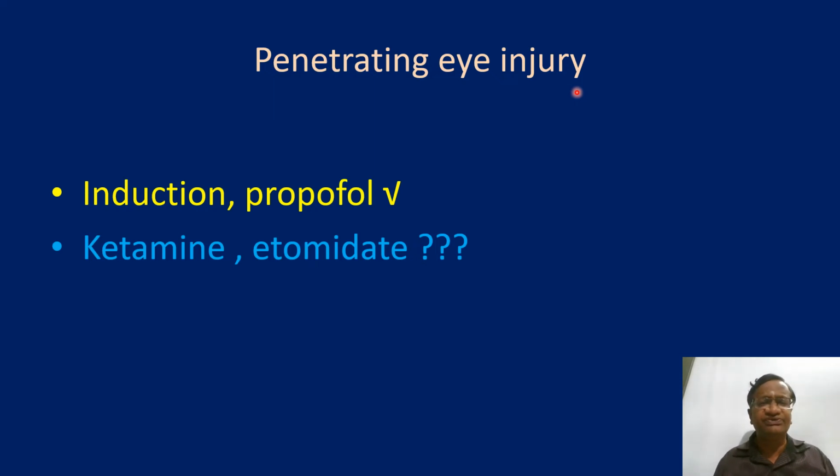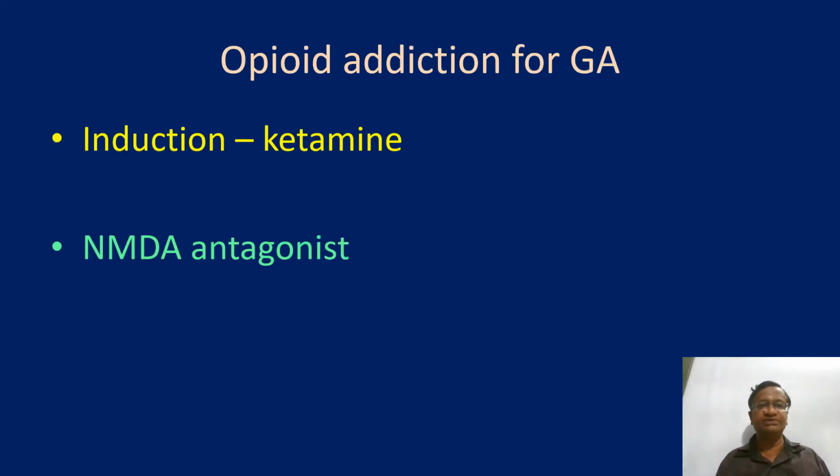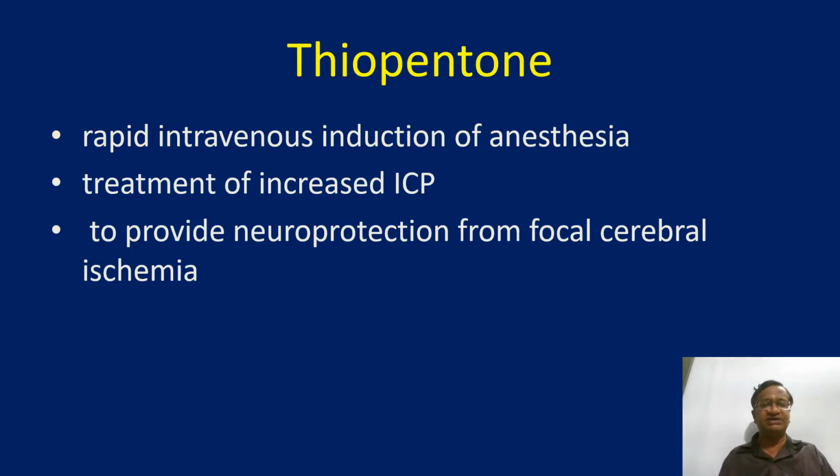Penetrating eye injuries, induction with propofol is fine because already we have told, no eyeball movements and less postoperative nausea vomiting. In opioid addicted patients for general anesthesia, we may need to break that thing. So we may need to use a drug which is completely different from the routine drugs. That is ketamine. Yes, it's an NMDA antagonist, completely different from the so-called opioid receptors.